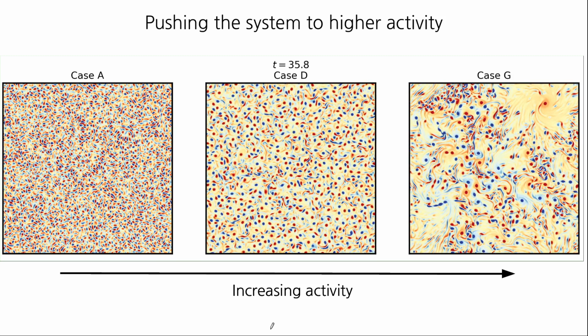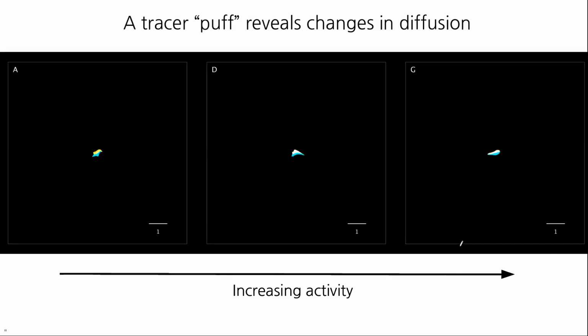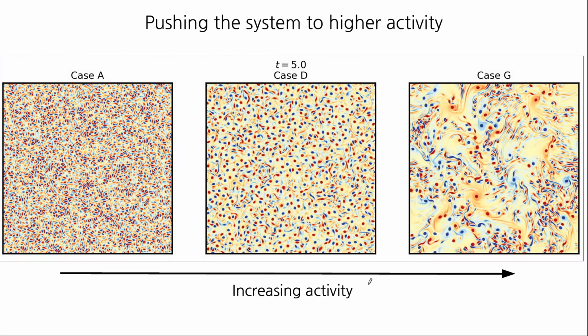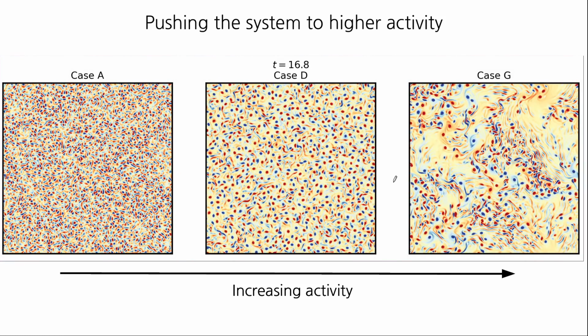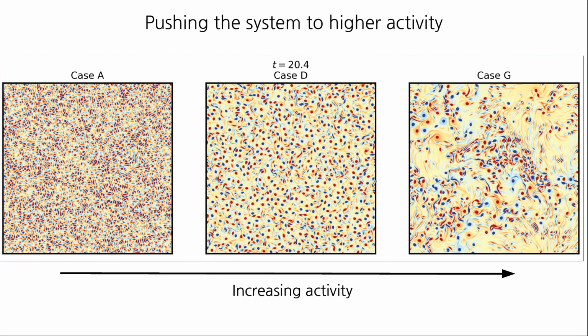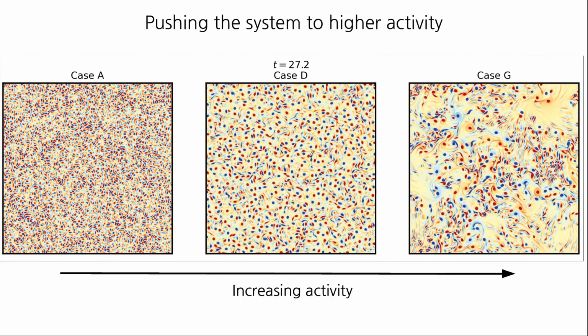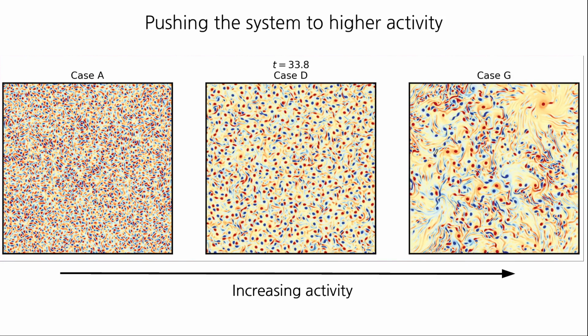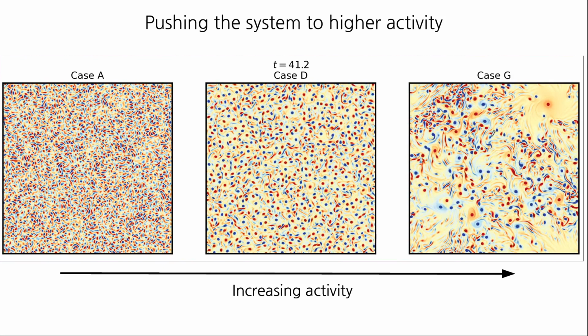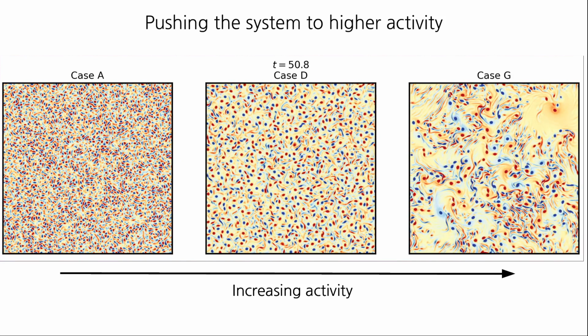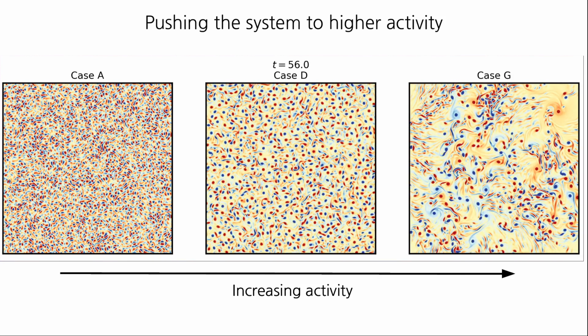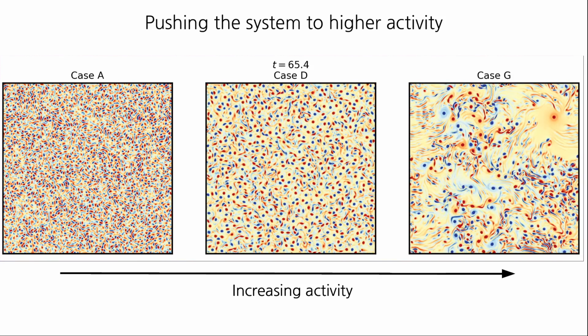From left to right is increasing activity, and what you see is that the nature of the flow begins to change. In the middle you have a lot of vortices that diffuse and move around, and on the right you also get large vortices and streak-like patterns in the flow. So there is certainly a change in the Eulerian nature of the flow at increasing activity. The question is, what does this do to tracers?